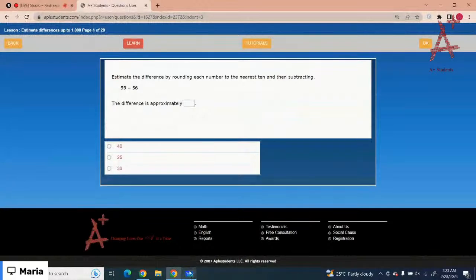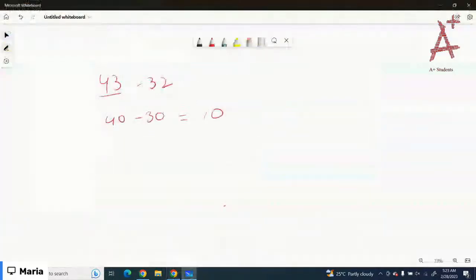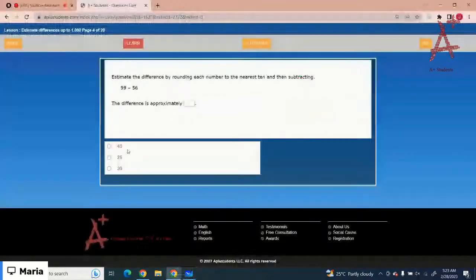Okay, the next one is 99 minus 56. Here you have 99. So 99 is rounded off to 100. Got it? And then 56 is rounded off to 60. So 100 minus 60 is 40. Got it? The correct option is 40.